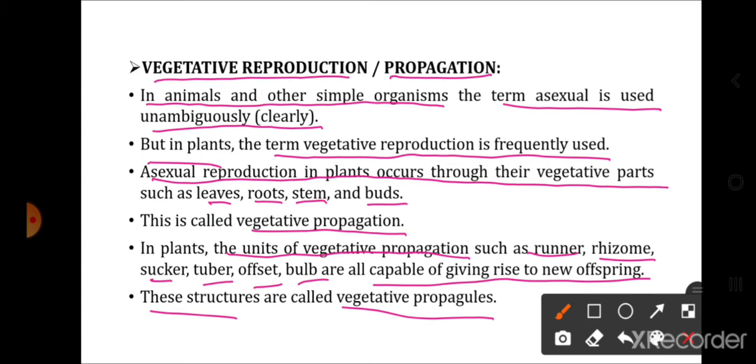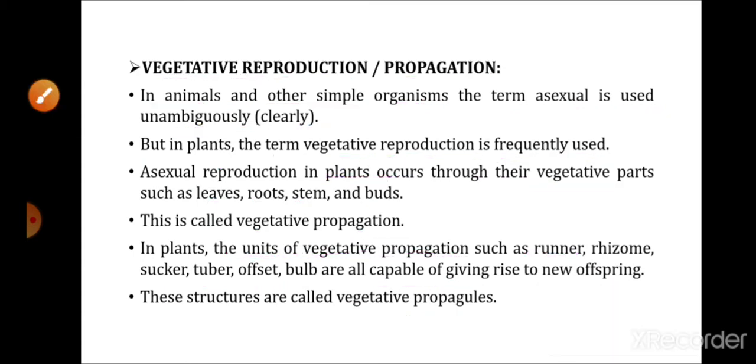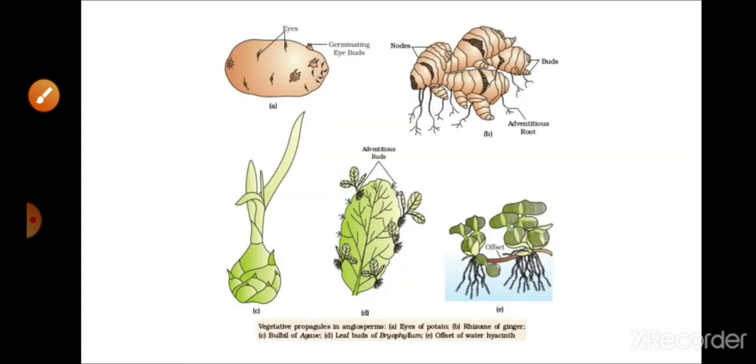Propagules are any structures which give rise to something. So, these are the vegetative parts which give rise to new offspring, and hence they are called vegetative propagules. Students, we have discussed runners, rhizomes, sucker, tubers, offsets and bulb in 11th standard, but here also I will explain them in brief regarding these different structures. So let us study these different structures.